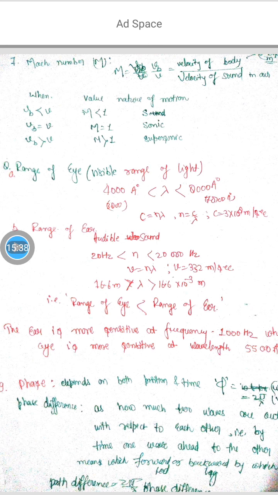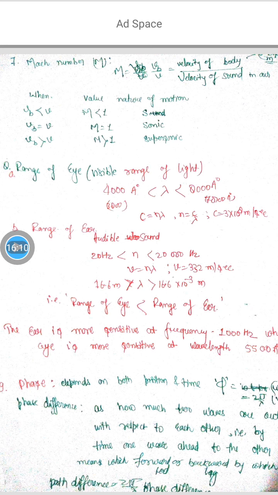Let's see a different point. Which is more sensitive, the eye or the ear? Do you know about it? Let's see the range of the eye. What is the range of visible light? 4000 angstrom to 8000 angstrom, but more accurately it is 3800 angstrom to 7800 angstrom. Okay, so we know that v is equal to n lambda.